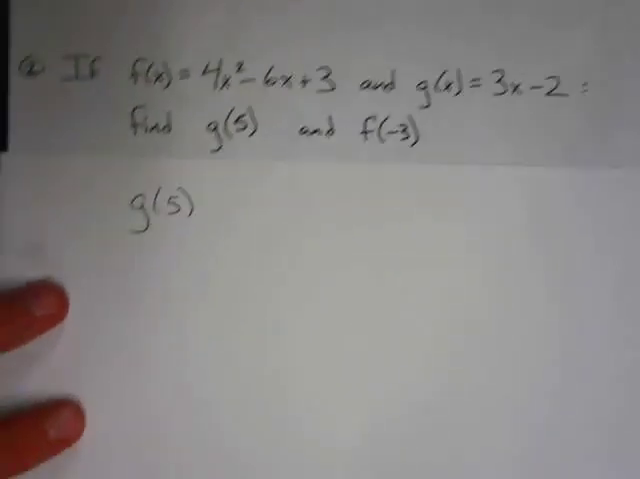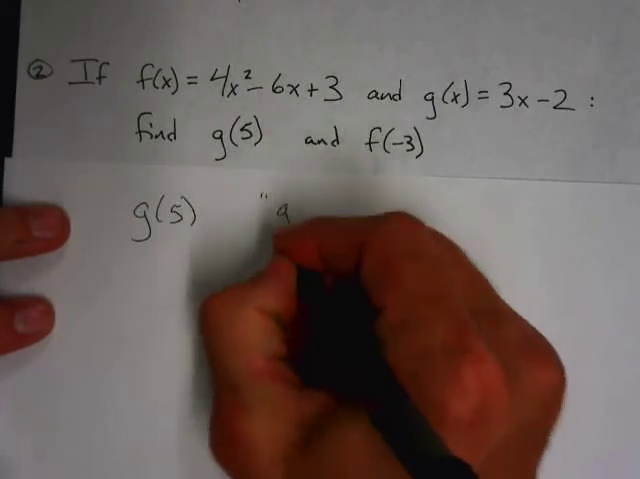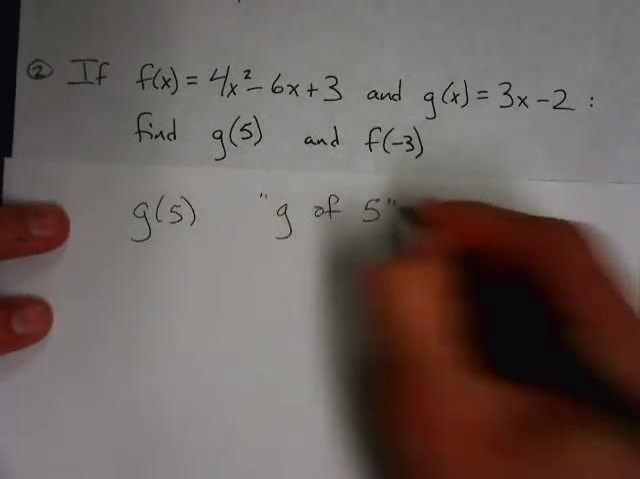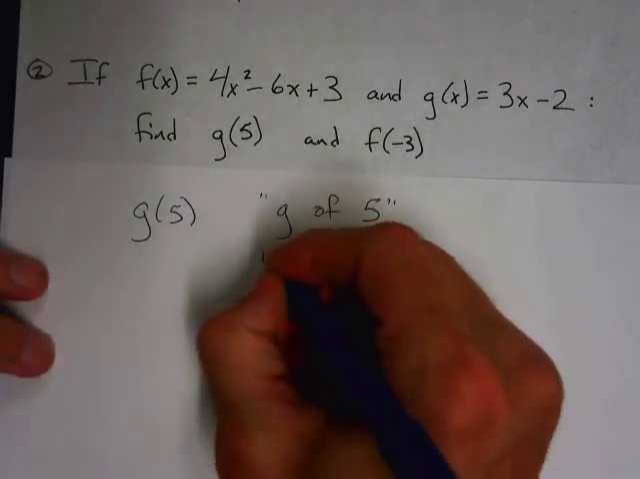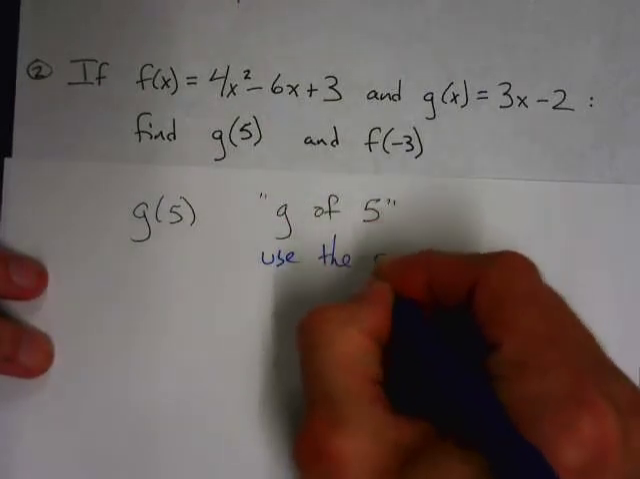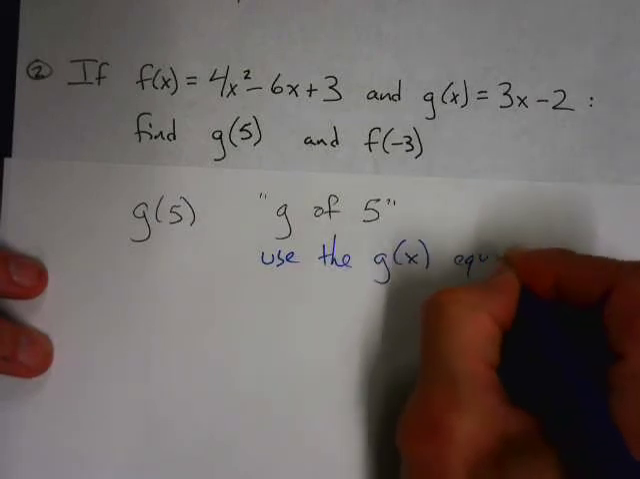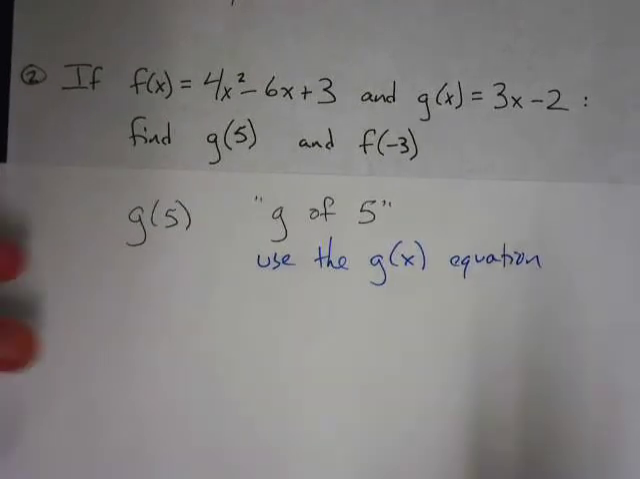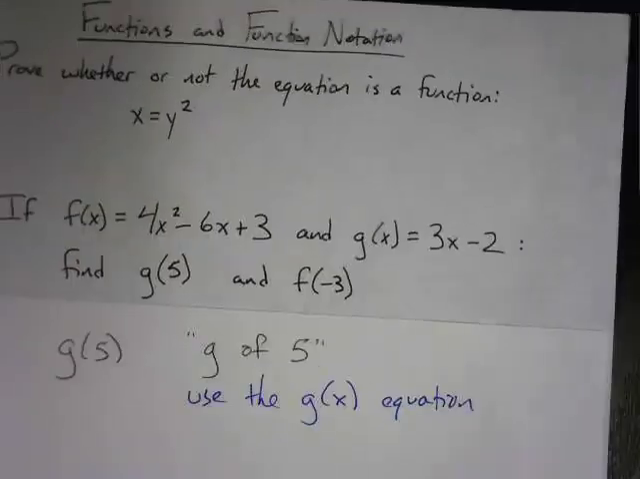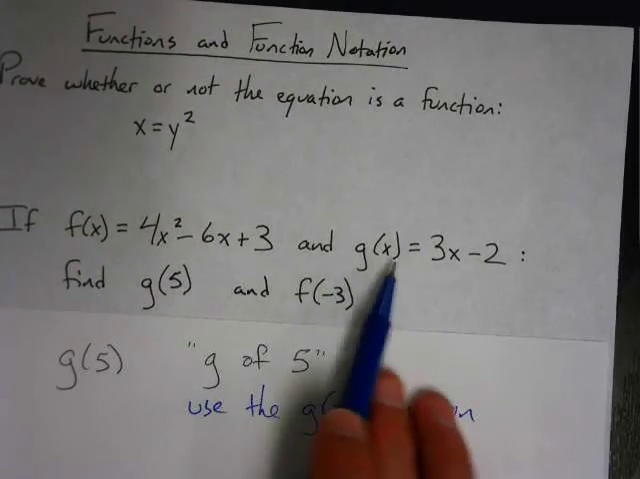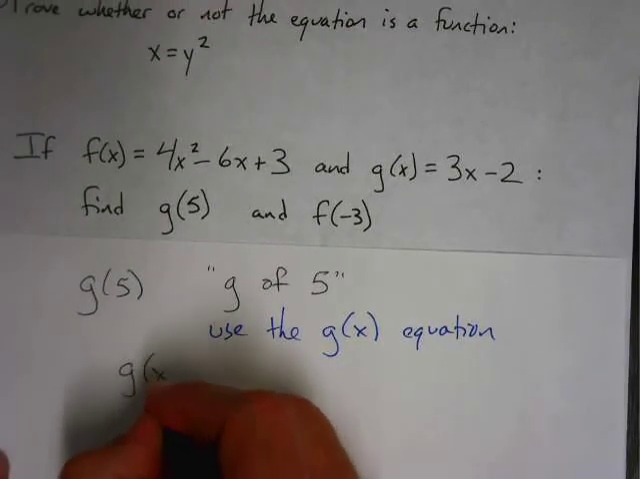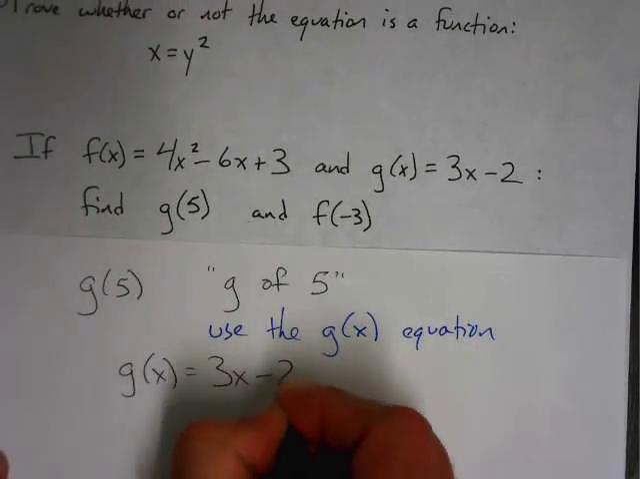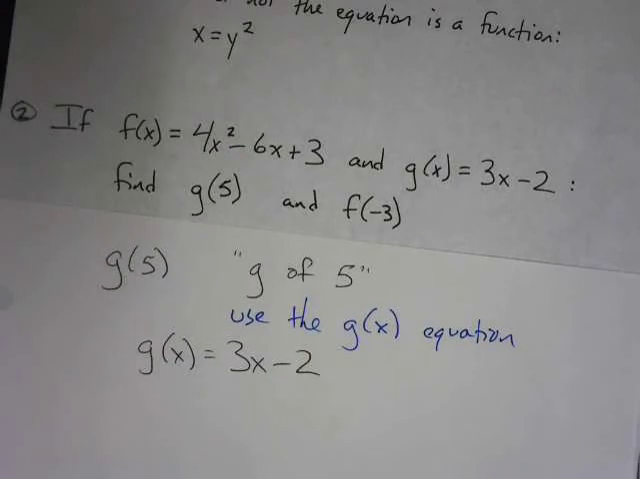Okay, so the first thing we're finding is g of 5. So remember, we're pronouncing that g of 5. So what does that mean? It means, first of all, that we need to use the g of x equation. In the directions, we have a g of x equation. G of x equals 3x minus 2. And so we're going to use that. And then we're simply going to substitute 5 where we see an x.